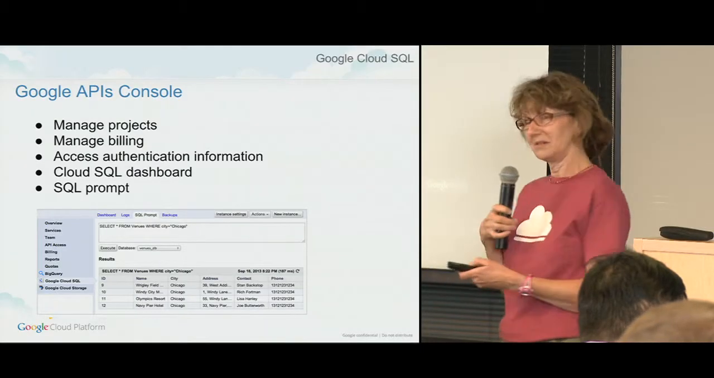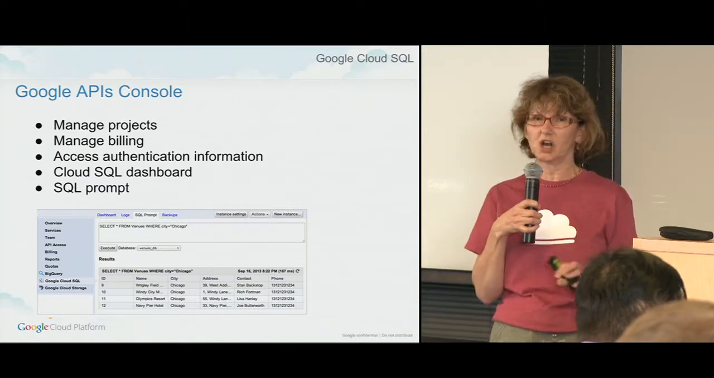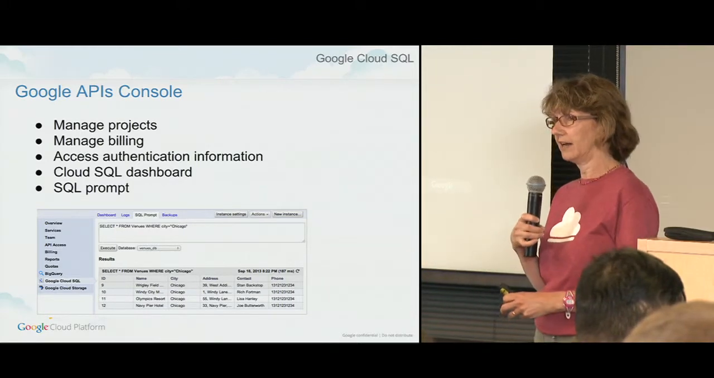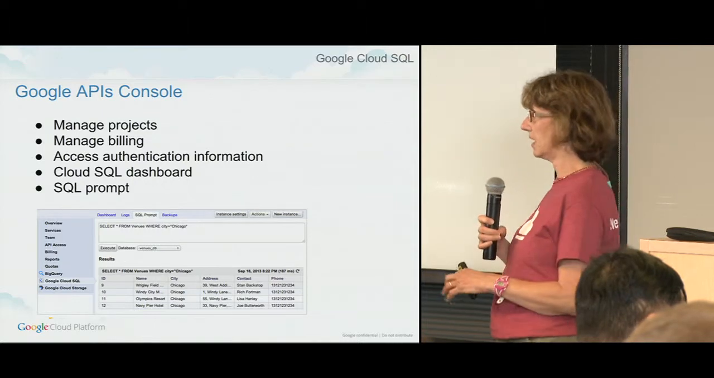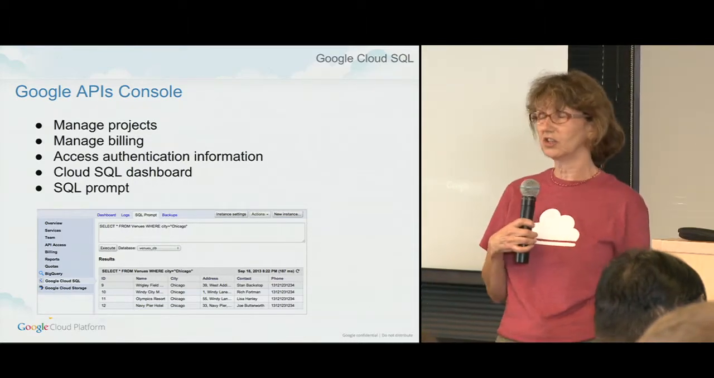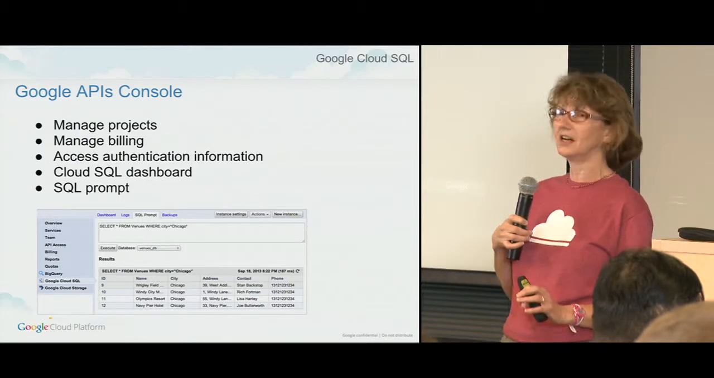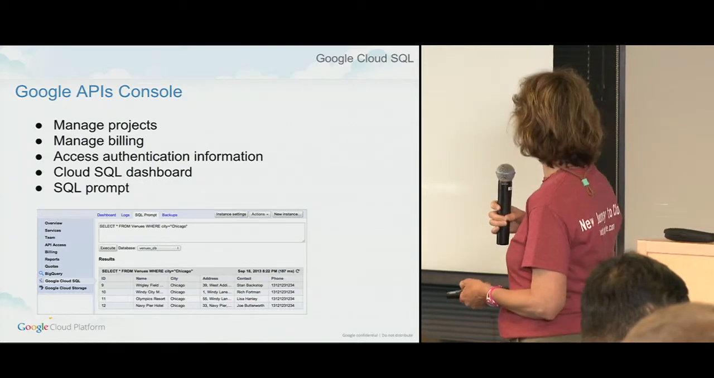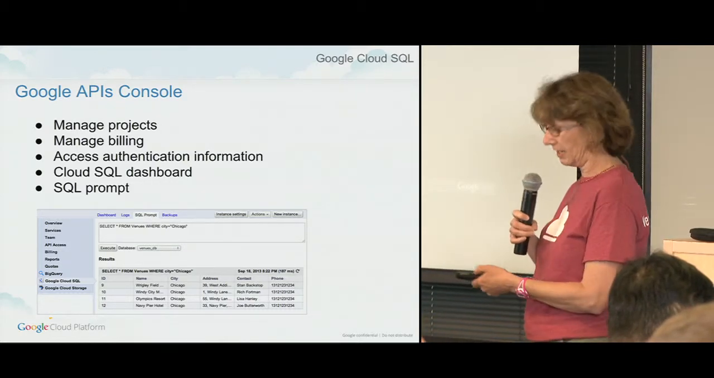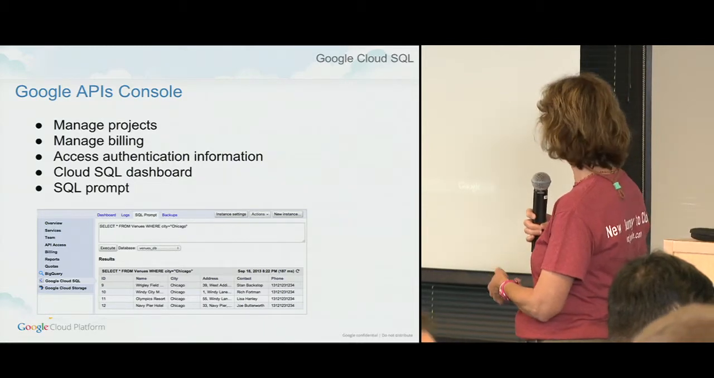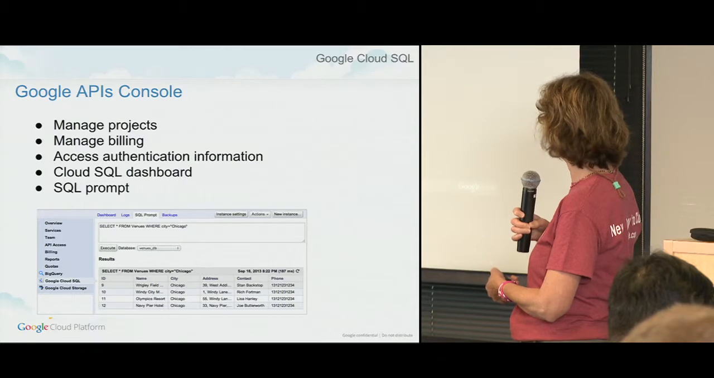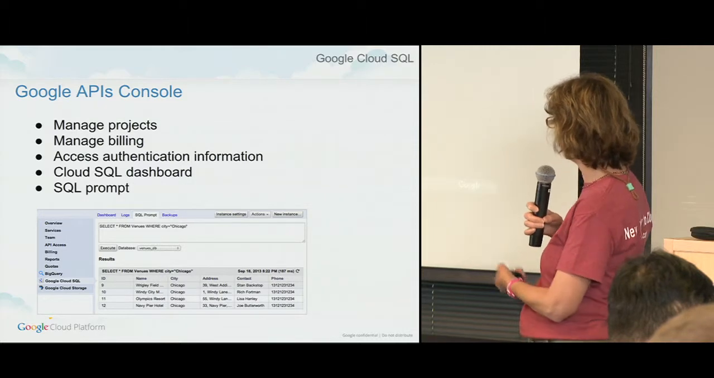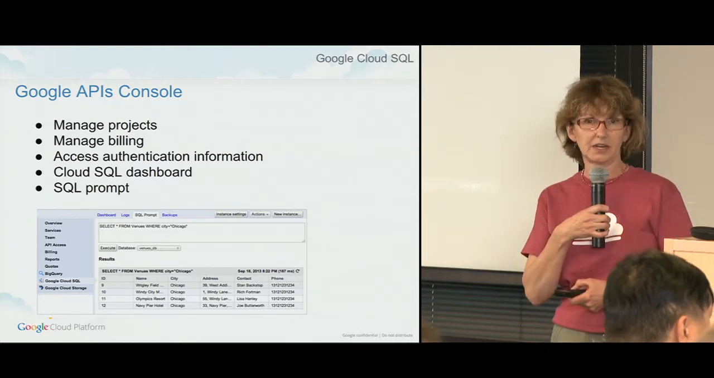So, I think you guys have already got it by now that we have these two different consoles. We have the existing API's console, and we have the new Cloud console. And there's still some functionality that exists in the API's console that isn't yet in the Cloud console. Every time I use the Cloud console, it's a lot better, but it's still going through some growing pains. So this is the old API's console, and this does include a SQL prompt, so you can type SQL in here. In the API's console, you can administer your database, you manage your billing, you set the authentications, all that stuff.